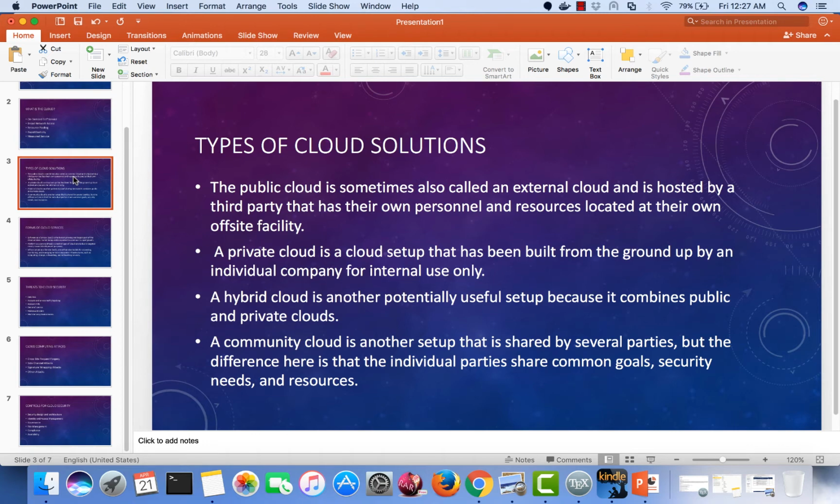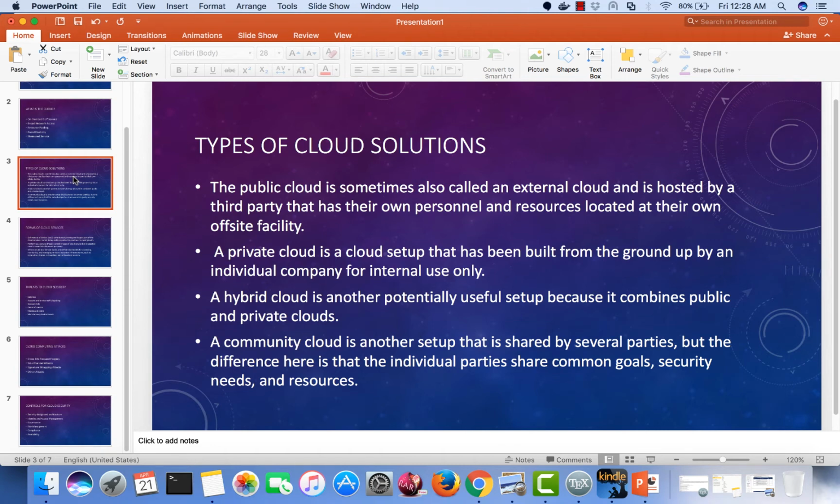Then you have the private cloud, and in this type of setup, it's built from the ground up by one company for their internal use. So while this offers all the benefits of the cloud itself, it also offers the organization control of their information, because everything's on site and it's their own infrastructure. So that's the benefit of the private cloud.